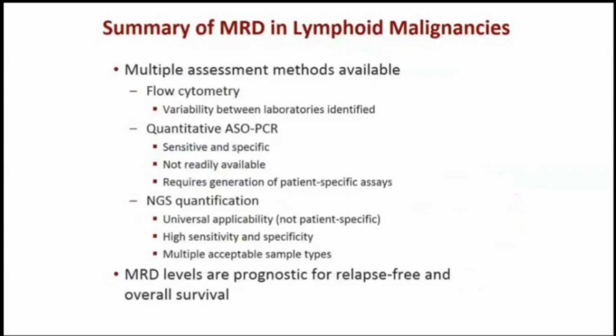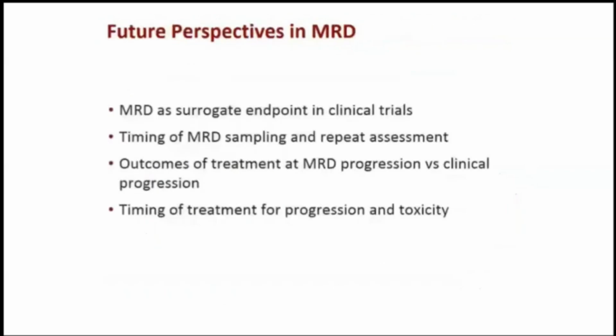So, summary of MRD in lymphoid malignancies: multiple assessment methods are available, flow cytometry, quantitative ASO-PCR, and NGS quantification. Each of them has its own significance. MRD levels are prognostic for relapse-free and overall survival. Next. And MRD should be a surrogate endpoint in all clinical trials now.